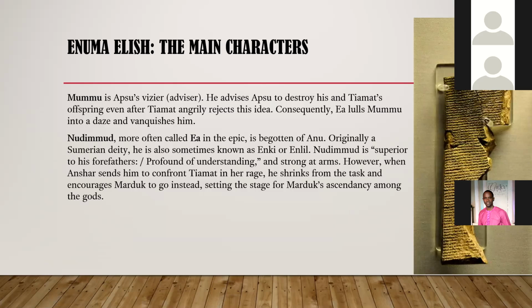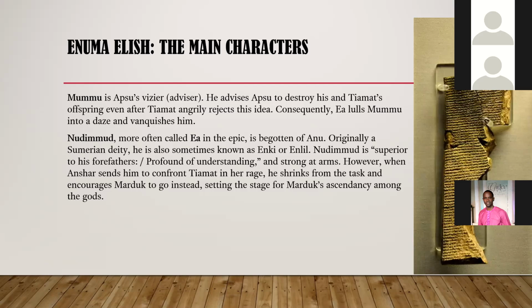Nudimmud, this is another name for Ea. Ea occurs very often. It depends on what kind of stories. If it is in Babylon, it seems to me it is Nudimmud, but in other epics it has another name, Ea. So Ea is begotten of Anu, originally a Sumerian deity. He is also sometimes known as Enki or Enlil. And there is a lot of confusion here, because the same gods have different names, or in one epic they are different, they have different names. In some epics they're the same, like identity. So some confusion is here.